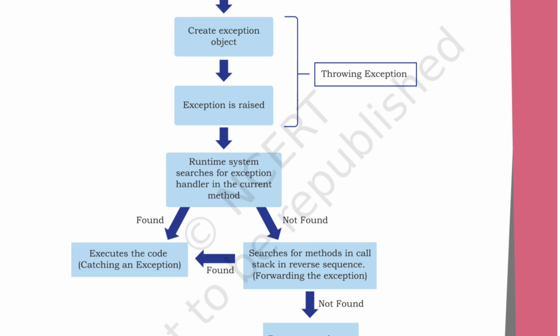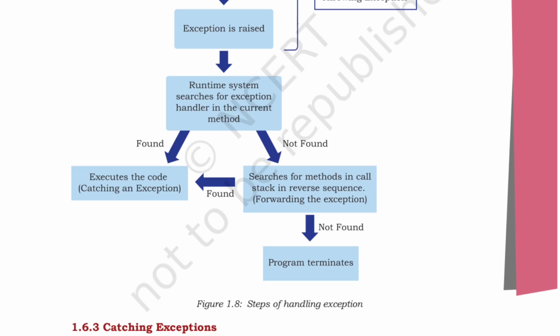If it is found, then the runtime executes the code catching the exception. And if it is not found, then it searches for the method in the call stack in reverse sequence. Again, if it is not found, then the program terminates.